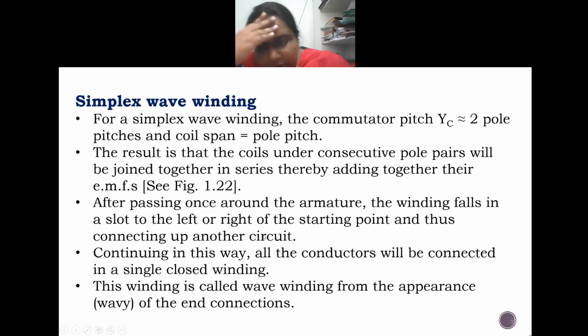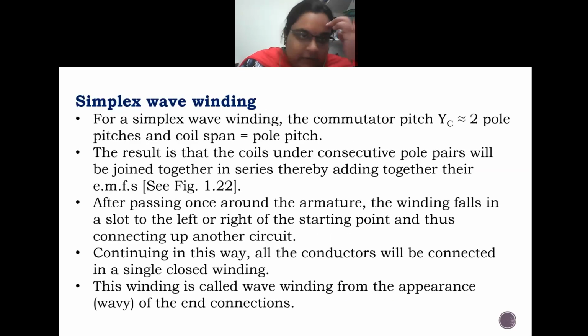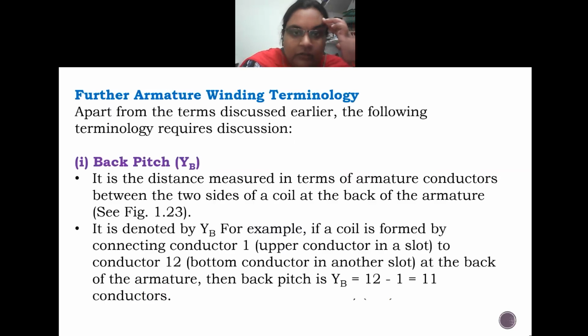Continuing in this way, all conductors will be connected in a single closed winding. This winding is called wave winding from the appearance of the end connection. Just by looking at this diagram, you can say that it is representing a wavy connection. So this type of winding is called a simplex wave winding. Furthermore, we have some more definitions of the armature winding terminology. We are going to see them in the next part.